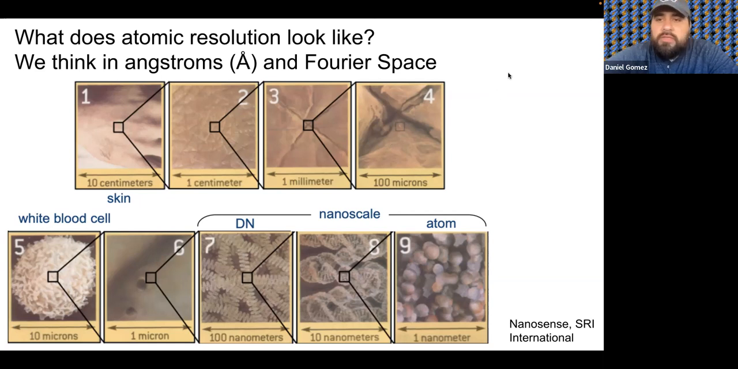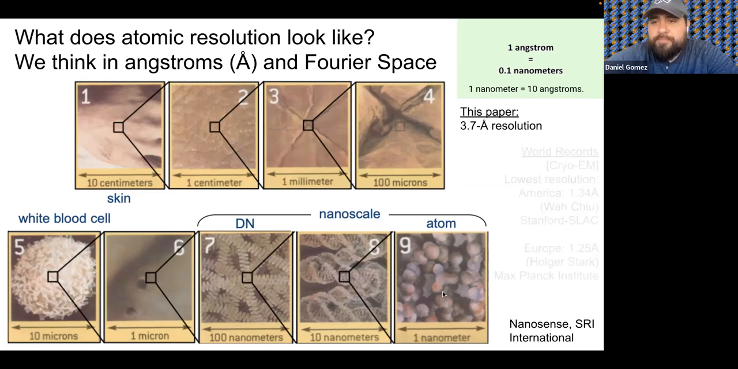Looking at a white blood cell, we can see 100 microns. You can see the whole cell at 10 microns. And then zooming in, we can see just 1 micron. And then DNA, at 100 nanometers, we can begin to see the structure of DNA. At 10 nanometers, we begin to see the helices of DNA. And then at 1 nanometer, we can see the atom. So 1 angstrom is equal to 0.1 nanometers, and conversely, 1 nanometer is equal to 10 angstroms. So again, in this paper, we have 3.7 angstroms, so it's even smaller than 1 nanometer.